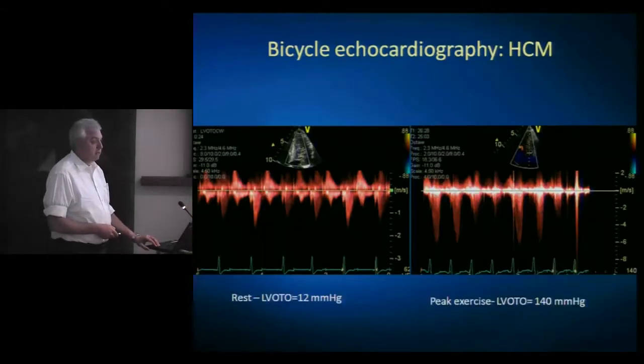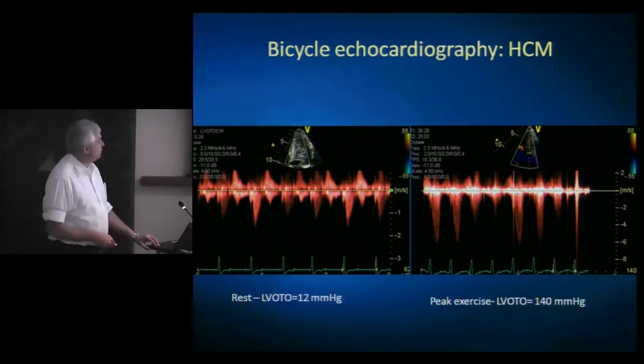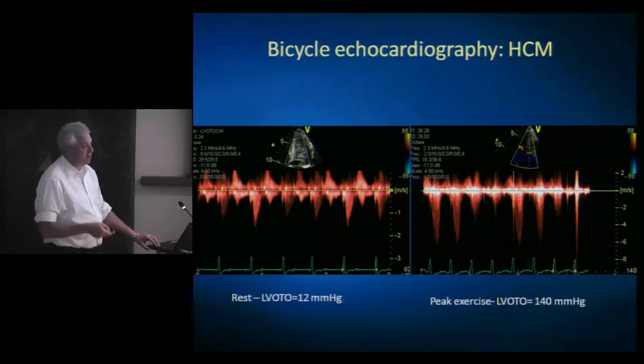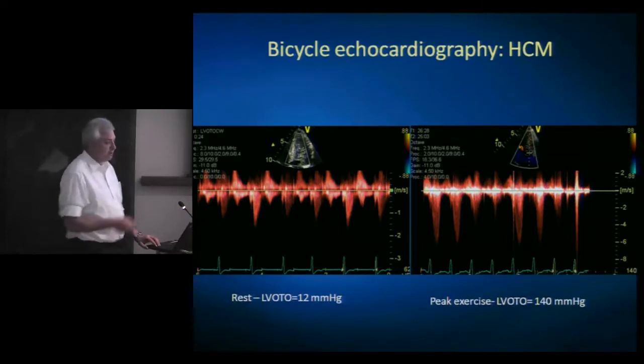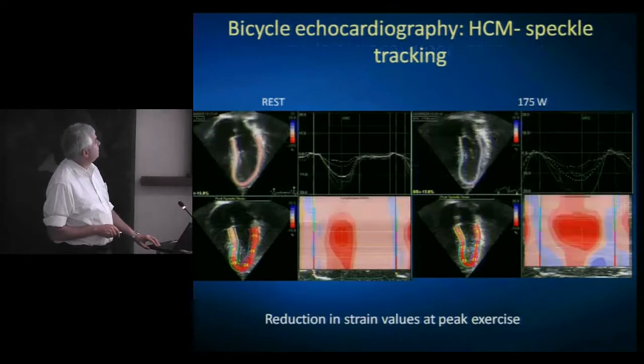We use bicycle echo to evoke outflow gradients in patients that don't have an outflow gradient at rest. If you have an outflow gradient at rest, you don't need to provoke it, but this is one way we do it. We don't do it pharmacologically anymore as often. We use bicycle. That's been a change in practice. And if they have very high gradients, those treating them will start treatment usually.